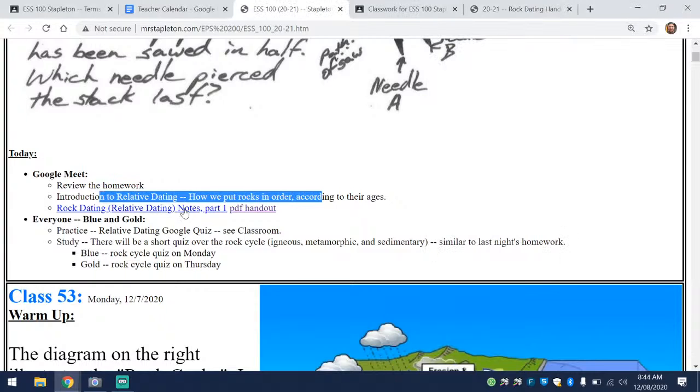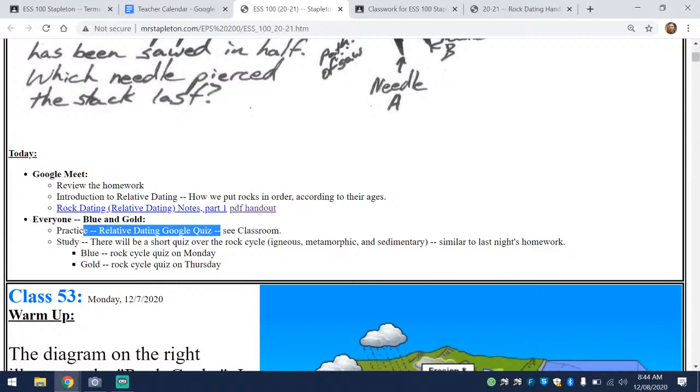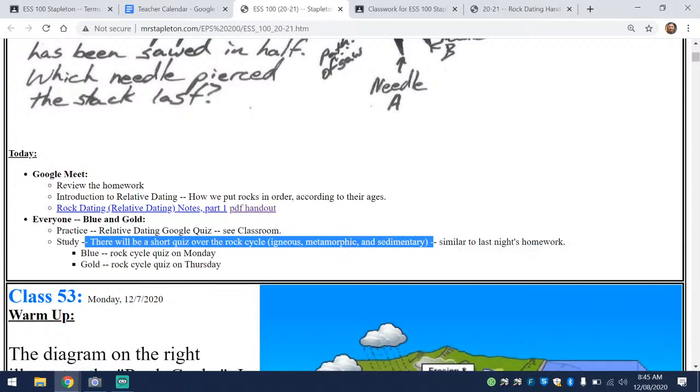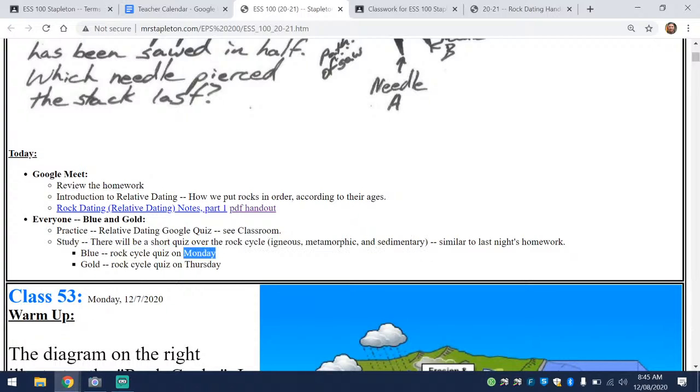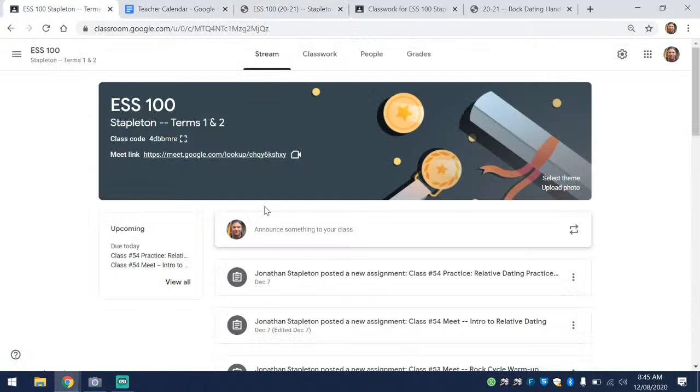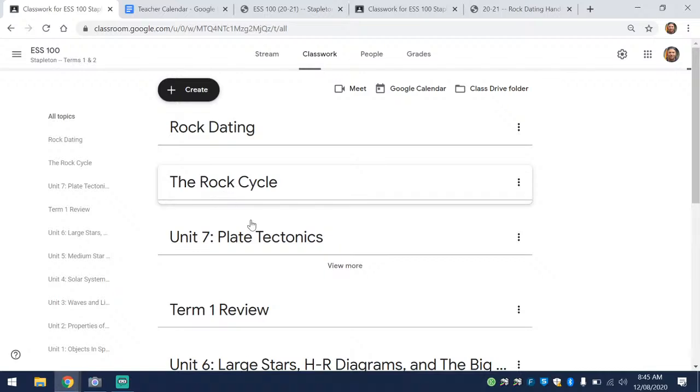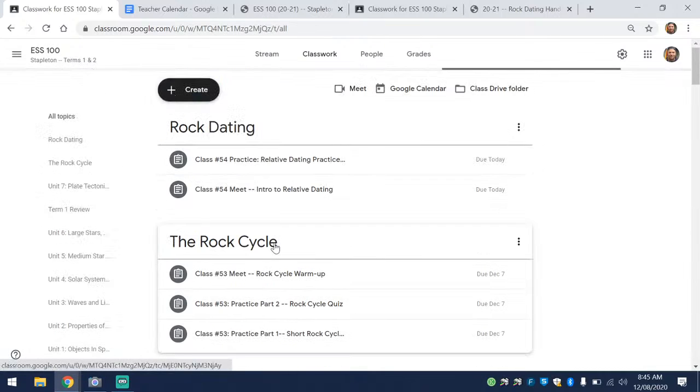Introduction to relative dating, we did that. Rock dating, this is the handout, so everything there is in Google Classroom. Practice, everybody do the quiz in Google Classroom. And then study. So we're going to have a quiz over the rock cycle, igneous, metamorphic, and sedimentary. For these blue people, it's going to be on Monday. And for the gold people, it's going to be Thursday. So the last thing I want to do is go to Google Classroom and open up last night's homework and go over that quiz really quickly.